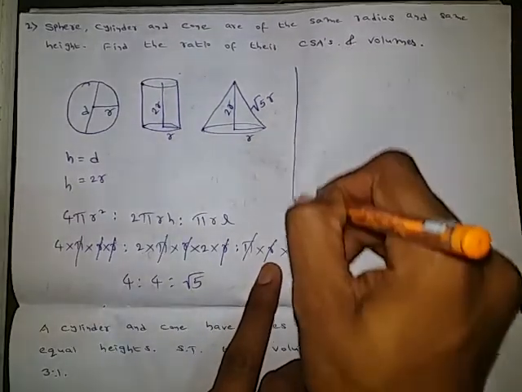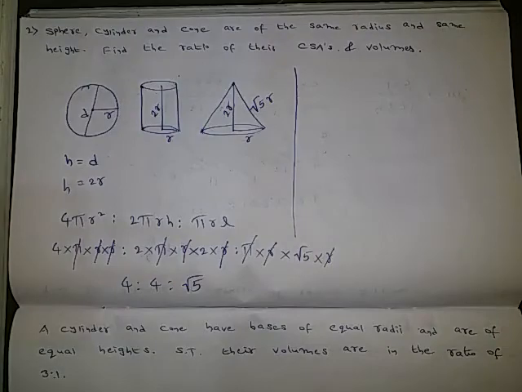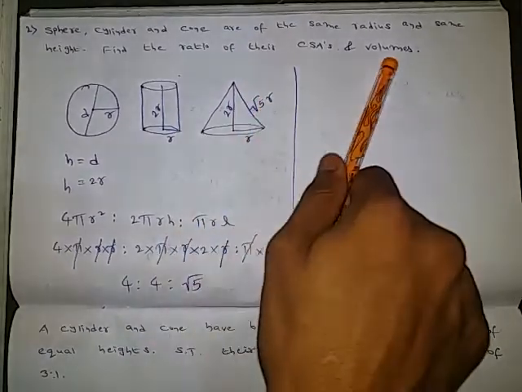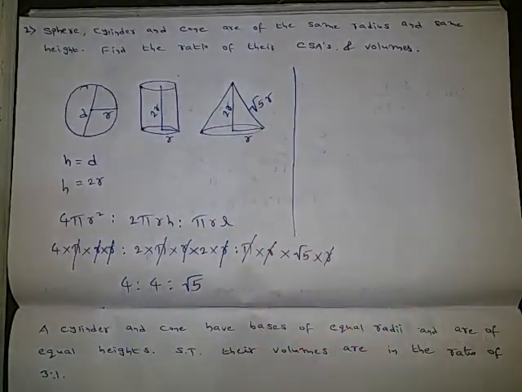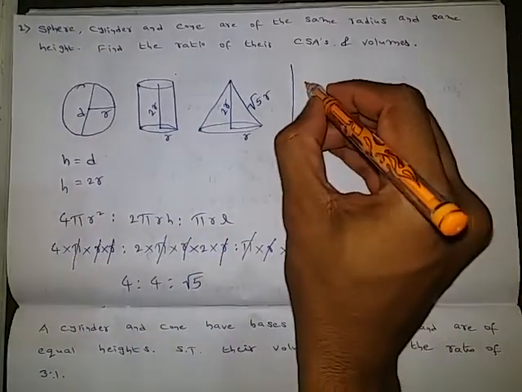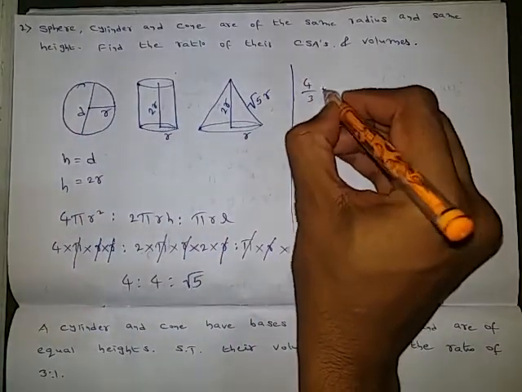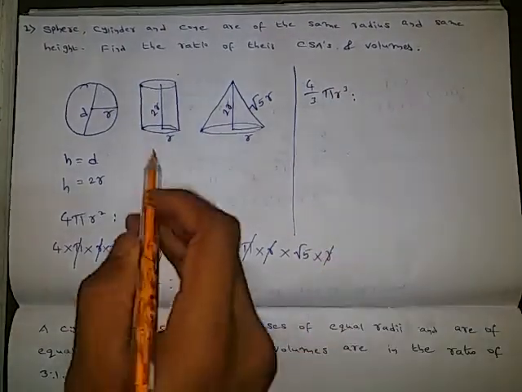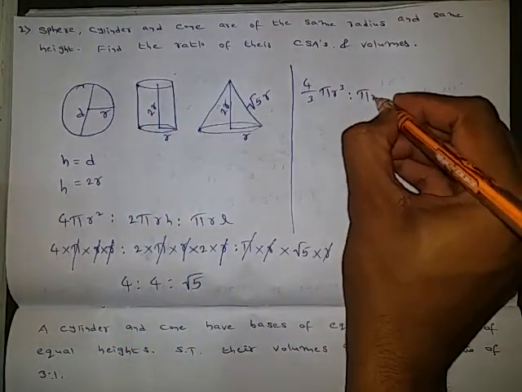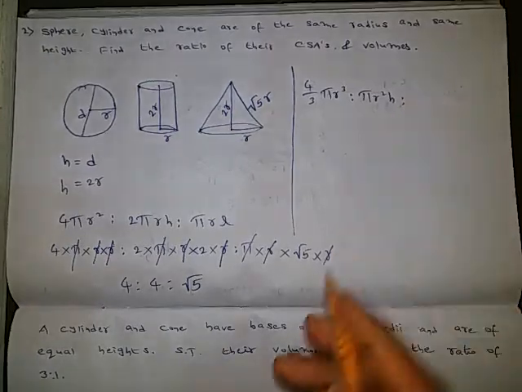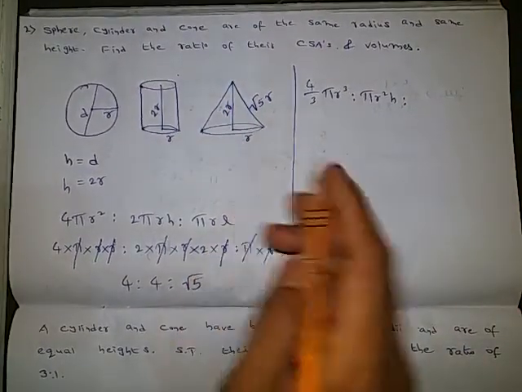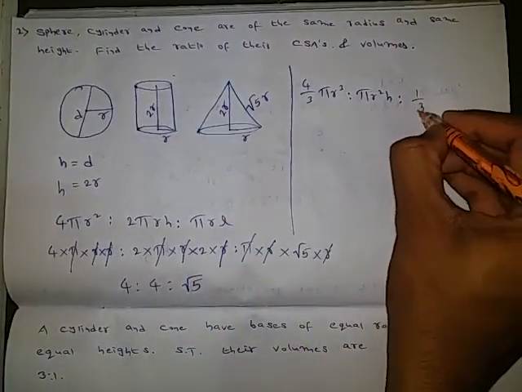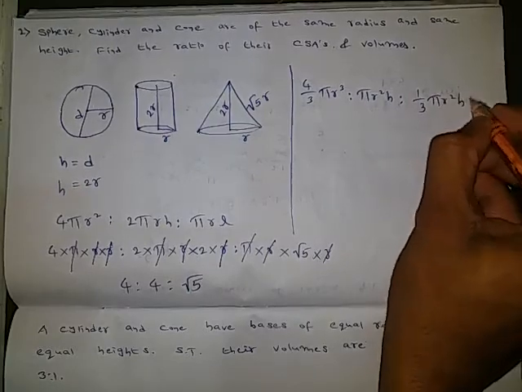Next, find the ratio of their volumes. So first, sphere volume 4 by 3 pi r cube is to cylinder volume pi r square h is to cone volume 1 by 3 pi r square h.